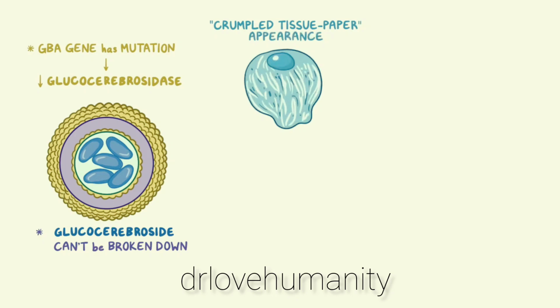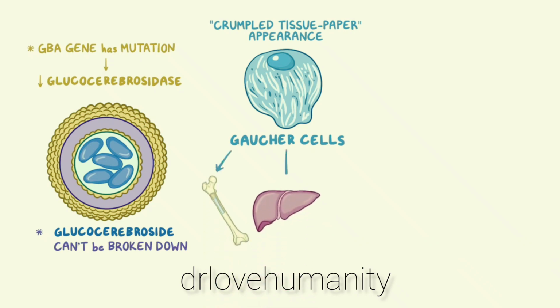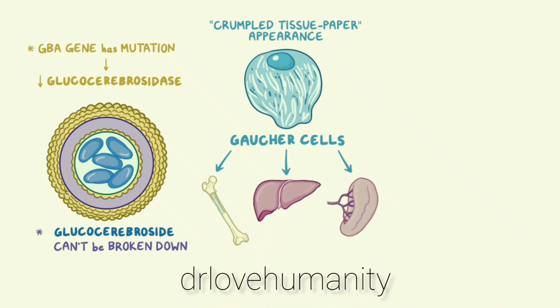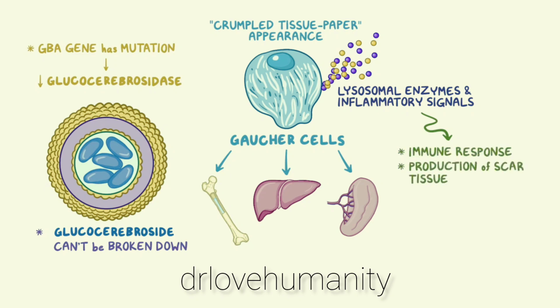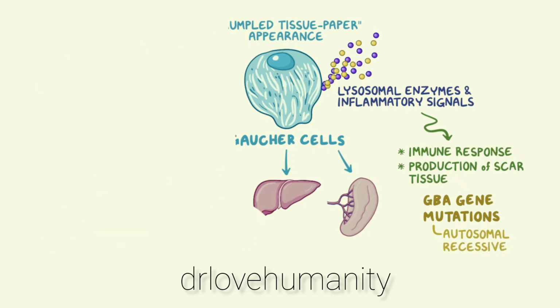These transformed macrophages are called Gaucher cells, and they accumulate in multiple organs and tissues, including the bone marrow, liver, and spleen. While the reason is unclear, Gaucher cells and other nearby macrophages secrete damaging lysosomal enzymes and inflammatory signals into the surrounding area. This causes an immune response and production of scar tissue, resulting in many characteristic signs and symptoms. GBA gene mutations are inherited in an autosomal recessive manner. There are a few subtypes of Gaucher disease.